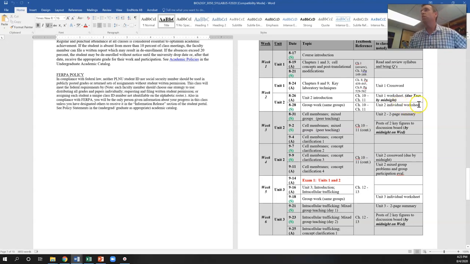So your individual worksheet is due prior to that day in class so that you are prepared to work with your same groups and plan that.